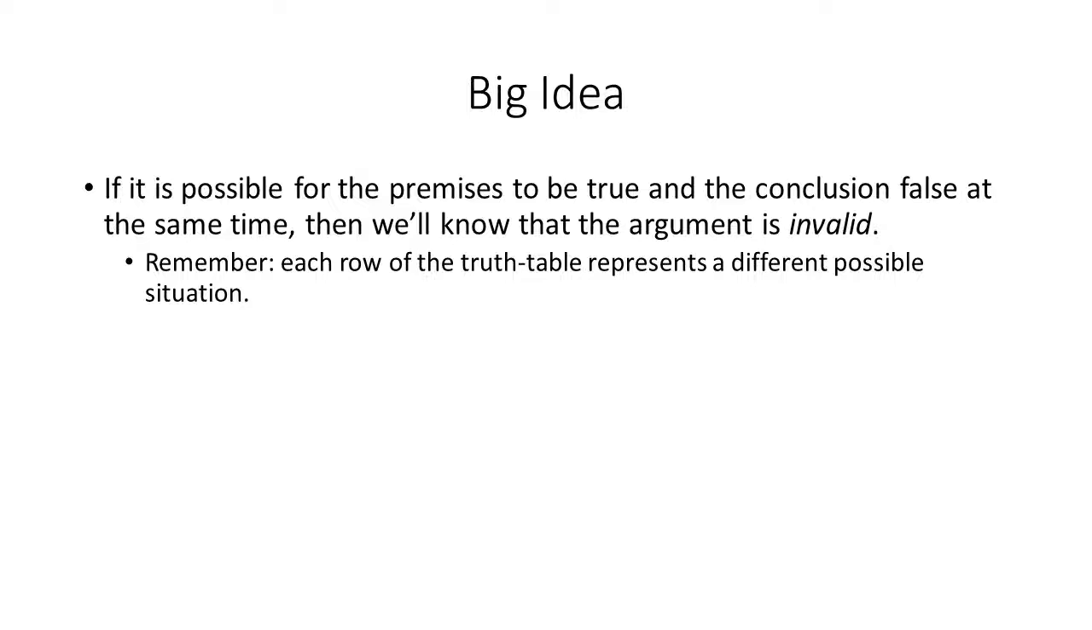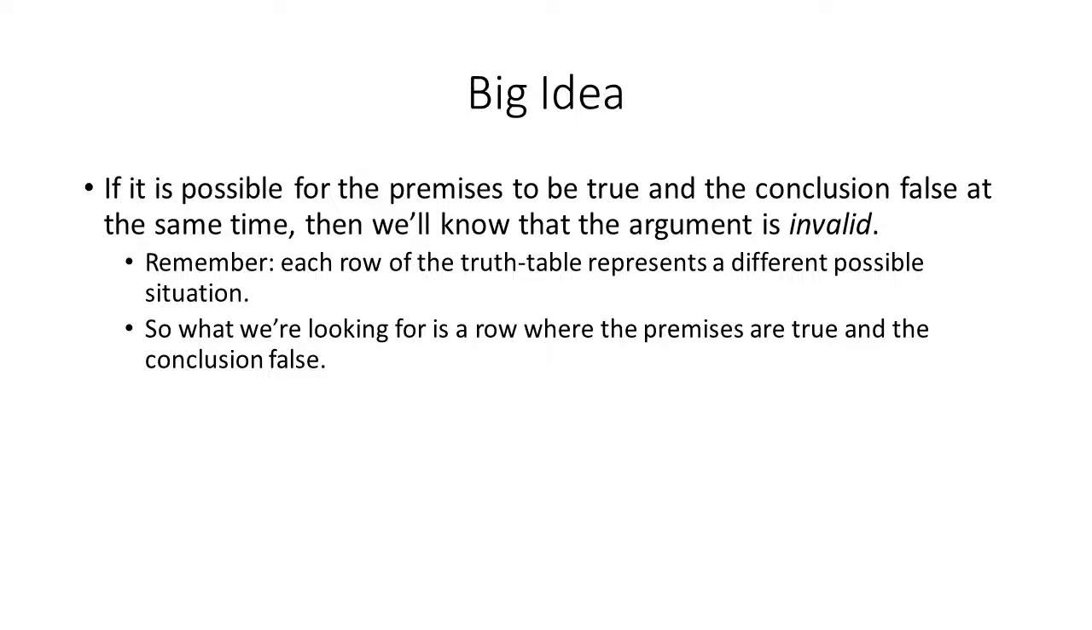Okay, so let's unpack these a little bit more. If it's possible for the premises to be true and the conclusion false at the same time, then we're going to know that the argument's invalid. Think about it. Each row of the truth table represents a different possible situation. Each row represents a situation in which the simple statements that make up the argument have a different combination of truth values.